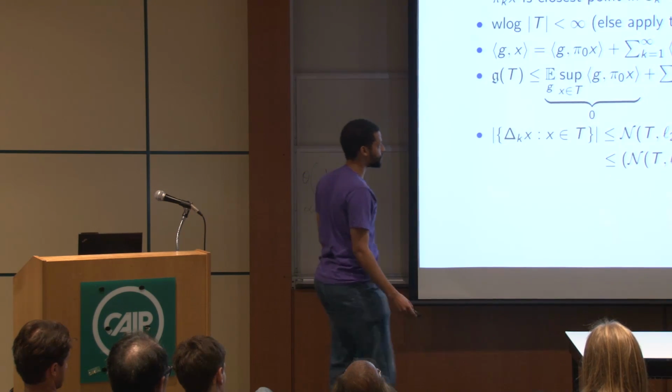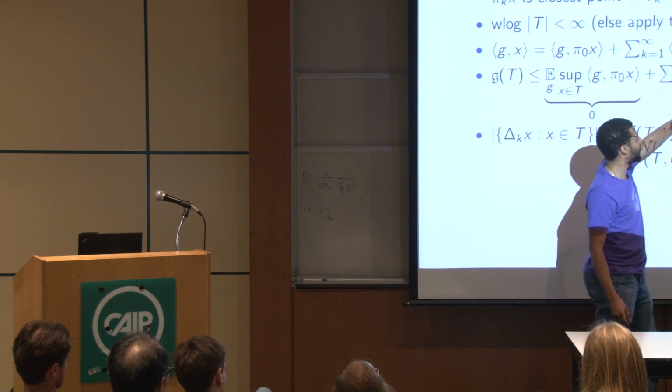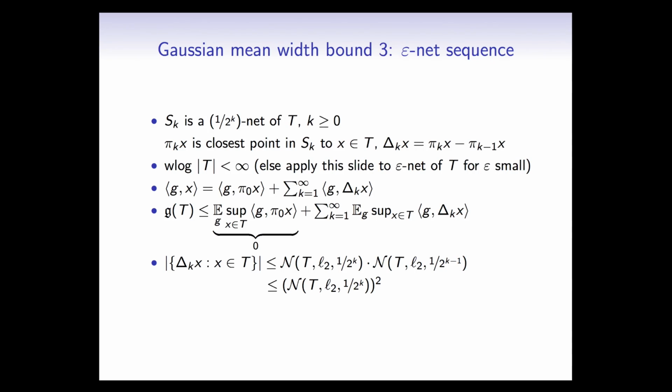And now what I'm basically going to do is apply slide 1, the union bound, to every single one of these for every k. And the union bound gives me square root log the number of vectors. How many vectors are there? How many possible delta k's are there? Well, it's the covering number with a 1 over 2 to the k net times the covering number with a 1 over 2 to the k minus 1 net, which is at most the square of the finer net. But logs don't care about squares. Log of a square is just a constant factor anyway. So I get something like this.